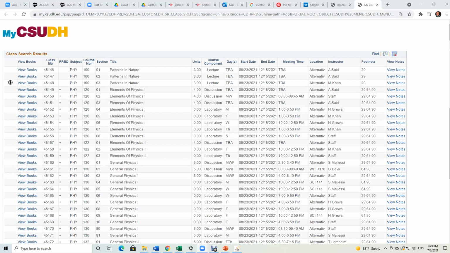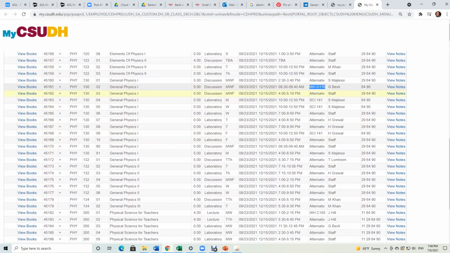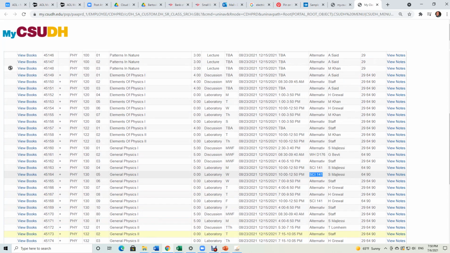So do I just check which courses I'm taking and it'll tell me whether it's online or on campus? Yeah, that's right. So if it says alternative, does that mean online? That means online, because it hasn't been assigned a room. See that? Oh, I see your page right now. Which page are you on right now?